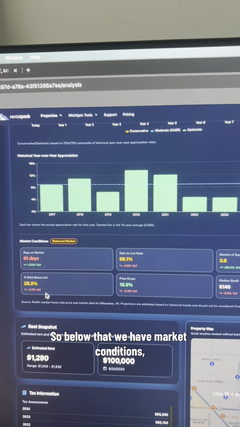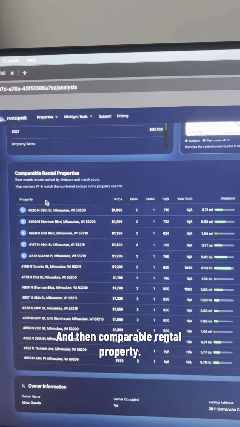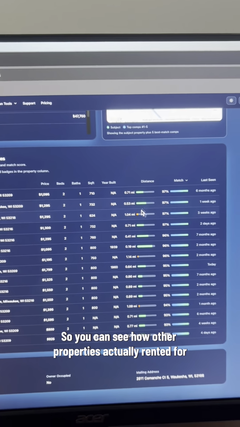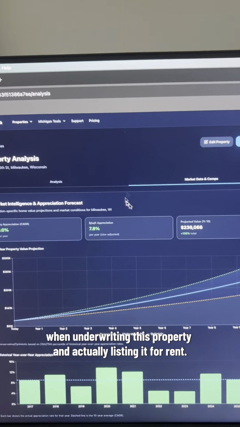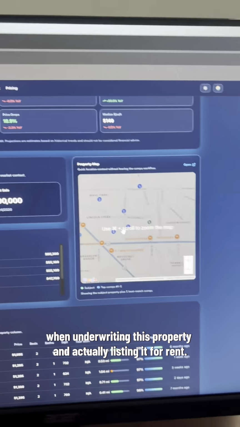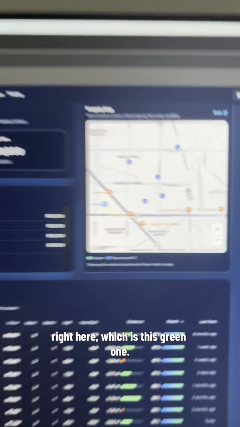So below that, we have market conditions, so you can tell if it's a buyer's or seller's market and who has the advantage. And then comparable rental properties, so you can see what other properties actually rented for and make a decision on what your rent is going to be when underwriting this property and actually listing it for rent. If you go over here, you can see the proximity, so what these properties are in proximity to the property that we're talking about right here, which is this green one.